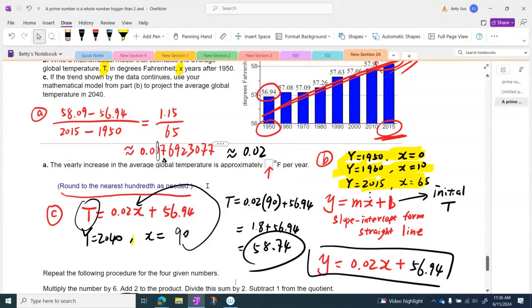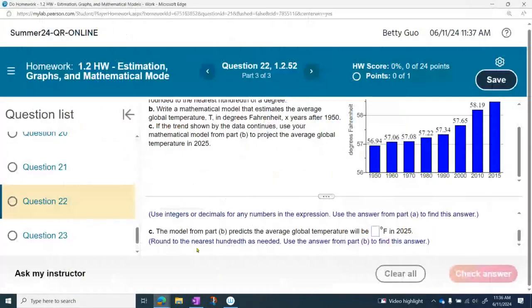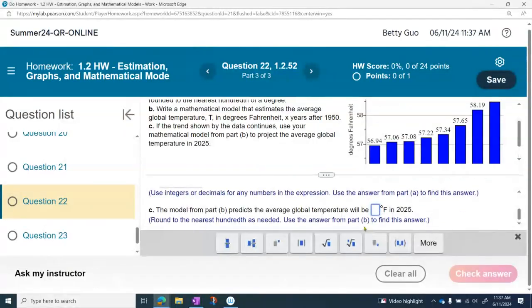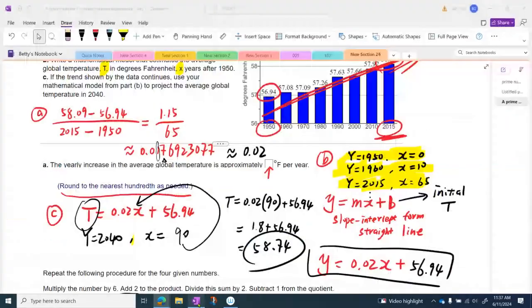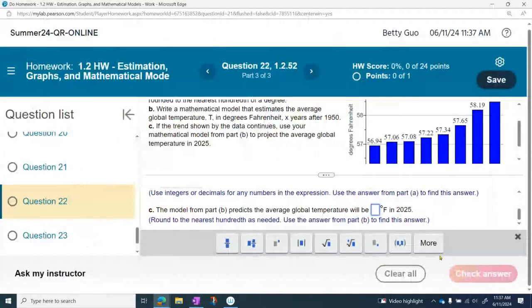That's the predicted temperature in 2040. This year is 2024, but it's 2040 in the future. So we're going to enter 58.74. Again, whenever you see something in the parentheses, please do not ignore. Round to the nearest hundredths. That means you're going to keep 2 decimal places. Use the answer from part B to find the answer. Yeah, we did. We used the equation that we had. What's my value? 58.74.